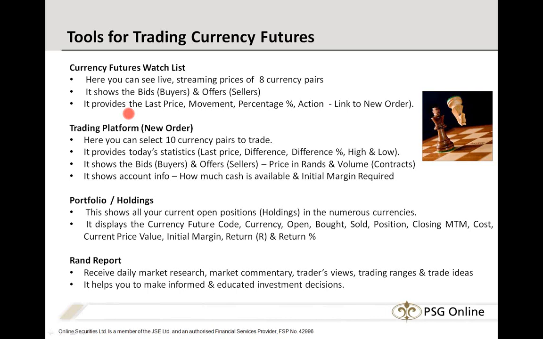You can go straight to the order book and things like that. Once you've got a currency futures account open, we talk about placing an order. You go to the new order tab, and here you can select from 10 different currency pairs. It gives you the last price, the bids and offers, the margin requirement and things like that.